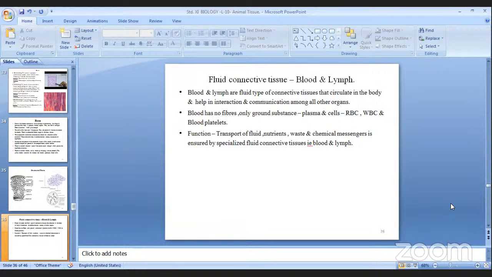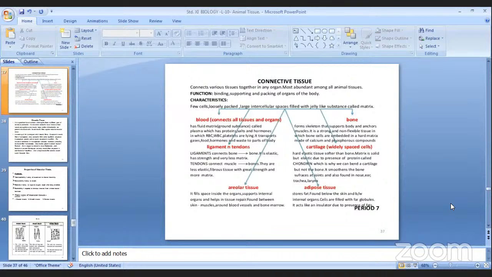What are chemical messengers, students? They are the hormones. Now this is given just at random, at a glance, it is given that function of different types of connective tissue.